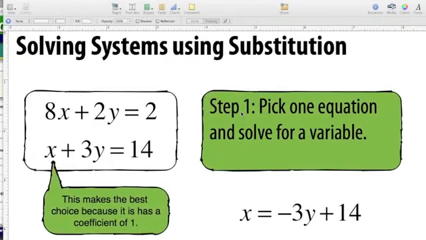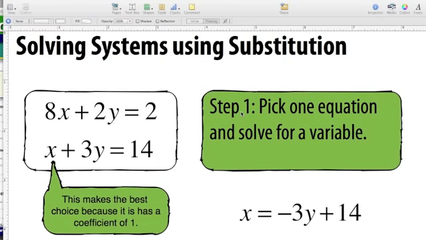The purpose of this tutorial is going to be to explore solving systems of equations using substitution. You're going to be given two different equations, and you can see here we've been given 8x plus 2y equals 2 and x plus 3y equals 14.